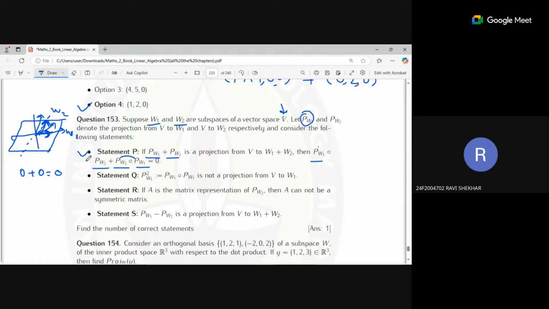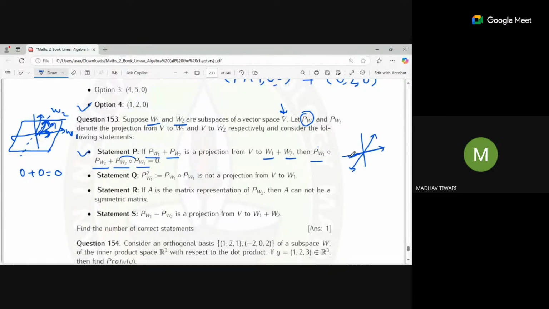Sir, W1 and W2 are both different subspaces, but what is the relation between them is not given. Then how come we have taken that they have to be orthogonal? Okay. Suppose they are not orthogonal. One is this one and another is this one.